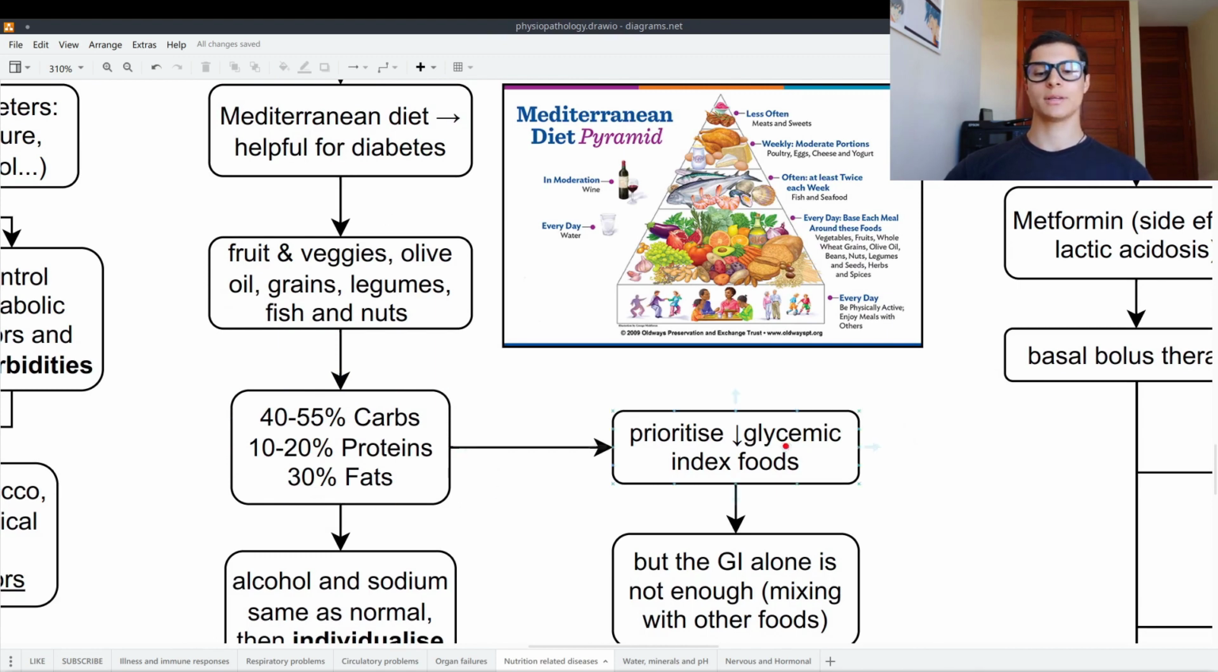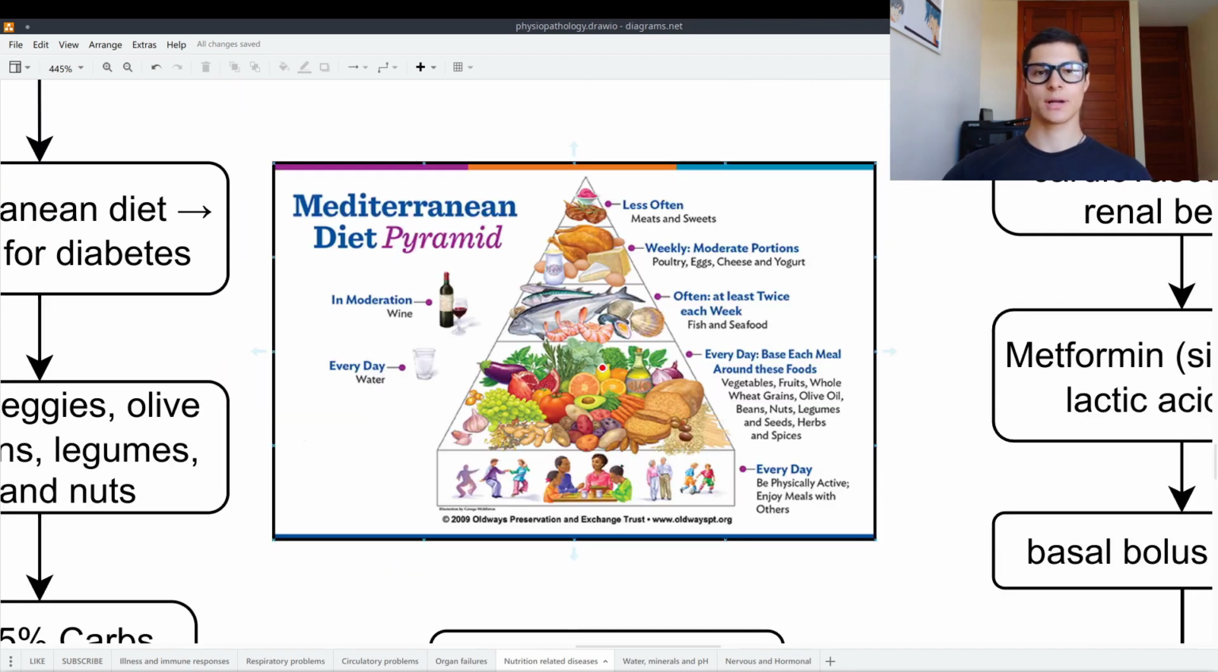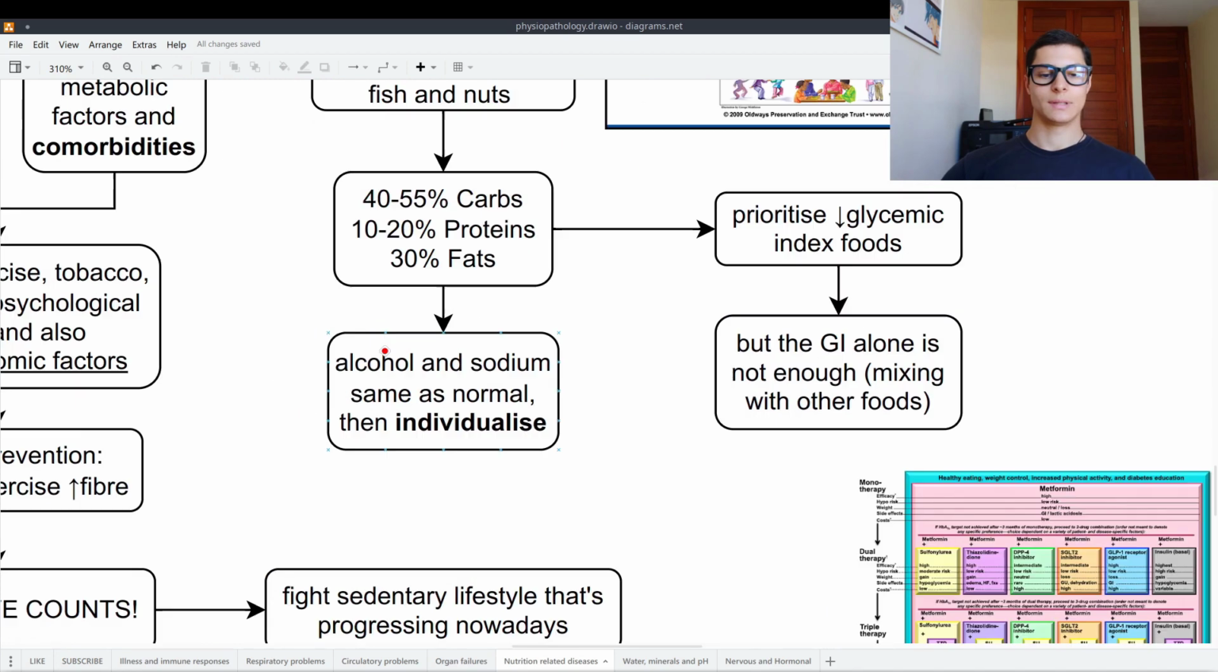We have to prioritize lower glycemic index foods, but they say that it's not enough because of mixing with other foods. If we eat, for example, a lot of fruits and veggies, but then we eat some bread, then that's higher in glycemic index. The alcohol and sodium consumption are same as normal, but then we have to, again, individualize.